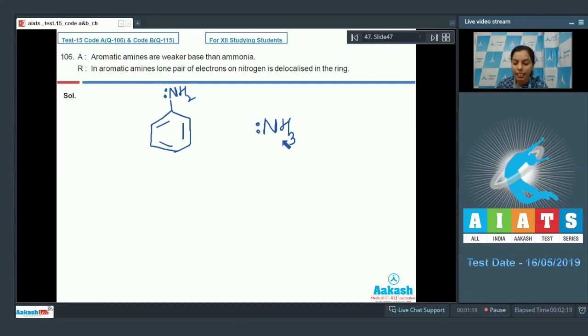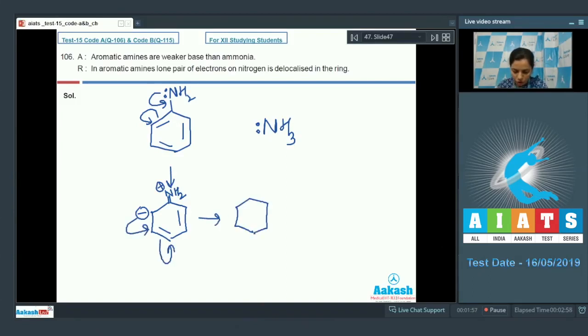It means ammonia can easily lose its lone pair, it can easily accept a proton. That's why it's a good base as compared to aniline or the aromatic amine. Basically, in the case of aniline or an aromatic amine, this lone pair gets involved in resonance. How? Because it gets delocalized in this way. That can be represented as the formation of a double bond here, NH2 with a positive charge, and the negative charge here. Further, it gets involved in resonance, and it gets changed into this form.